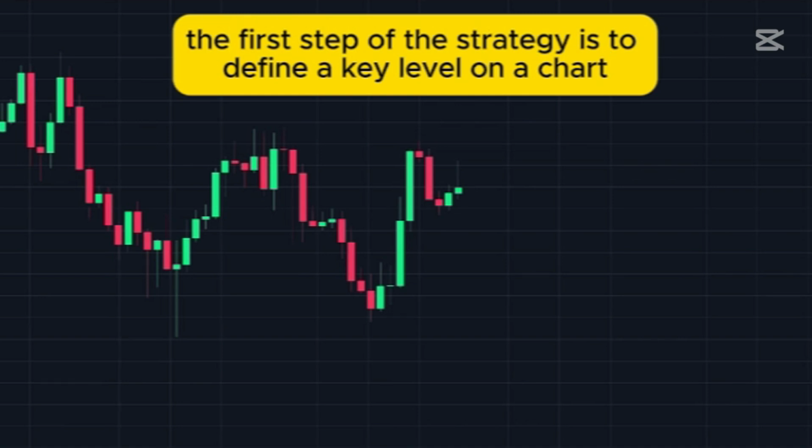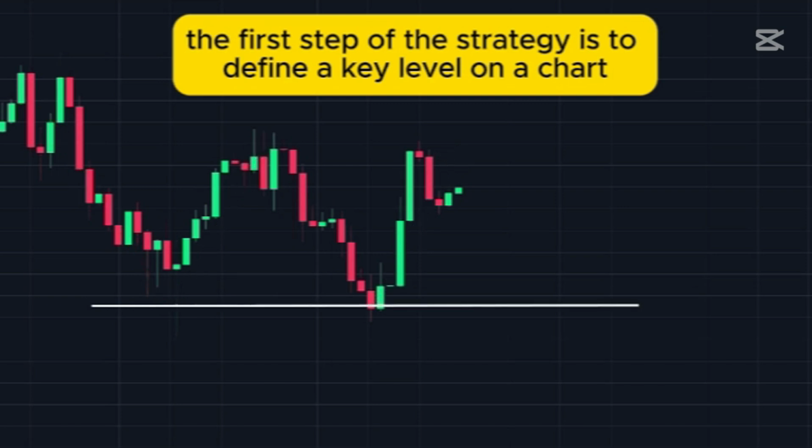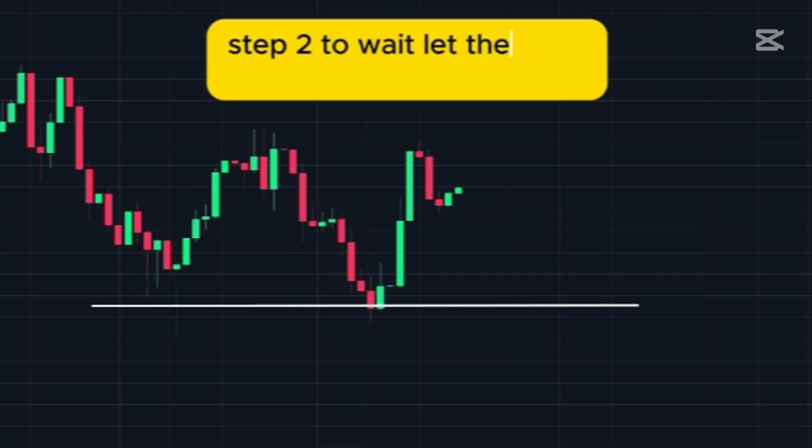So the first step of the strategy is to define a key level on a chart. There are many ways to determine it, like support and resistance, dynamic levels, trend lines, Fibonacci levels, and more. Here is an example in this chart. We can see that the price has formed a downtrend and reversed twice in a particular area. This makes it a support level. Now we have determined the key level.